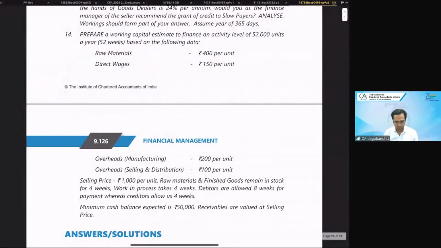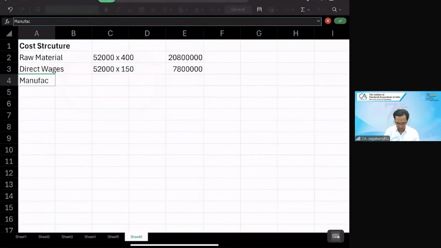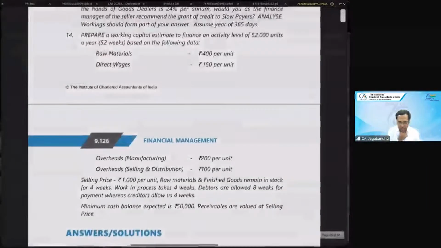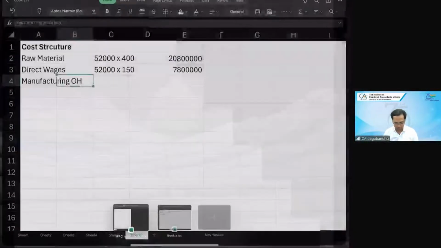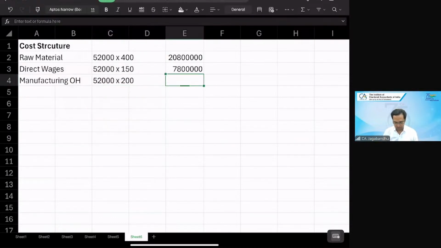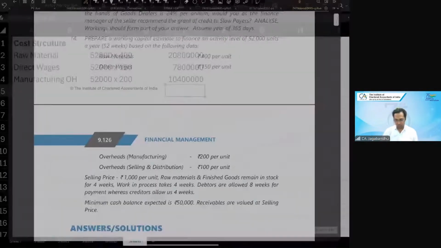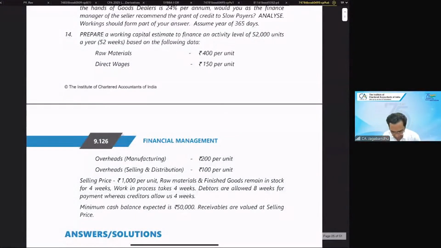Overheads, manufacturing. Manufacturing overheads is 200 per unit. So that's 52,000 into 200. Right.